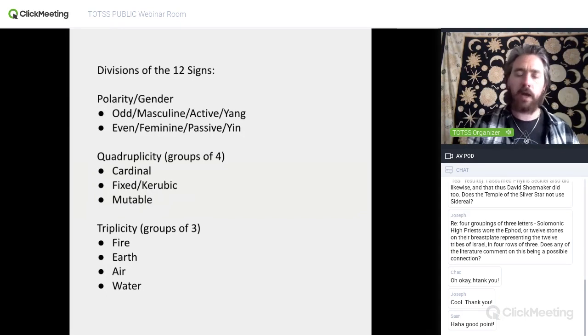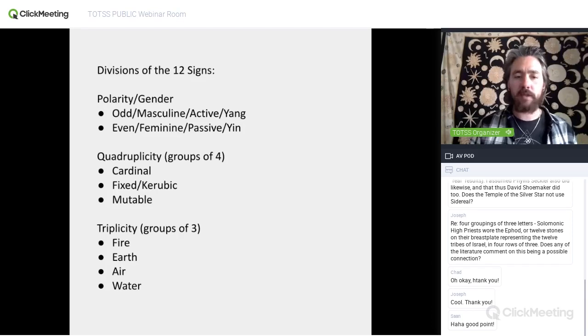The mutable sign is the end of that thing, the transition into the next thing. Again, in some of the older texts, it's called double-bodied. The idea being that there are now two things going on, that you have what was happening plus something new coming in.